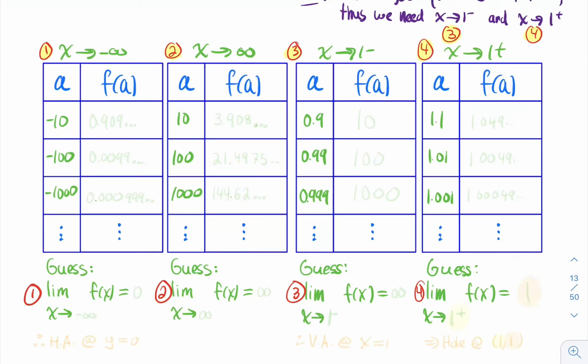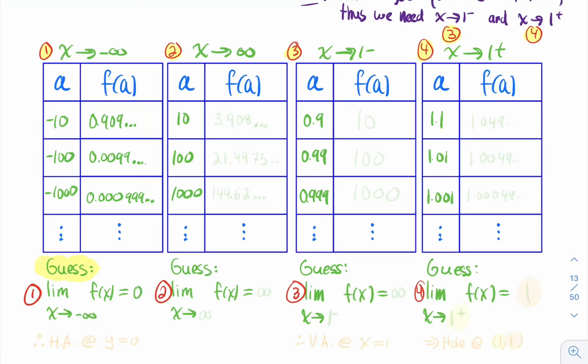Okay, so now let's fill up these tables. For the first table, at minus 10, minus 100, and minus 1,000, if you compute outputs, remember I'm just using the function. For negative infinity, these numbers are all less than 1, so you are using 1 over 1 minus x. When computing the outputs, these are the outputs you're going to get: 0.909, 0.0099, 0.000999. These numbers are all getting closer and closer to 0. So my first guess, for the limit going to minus infinity, is 0.